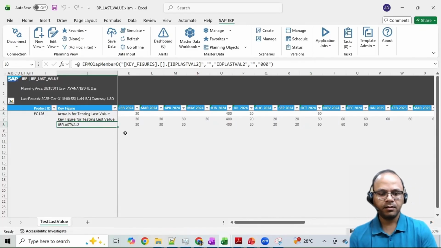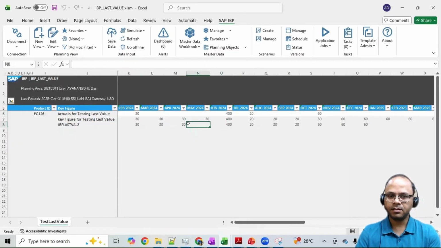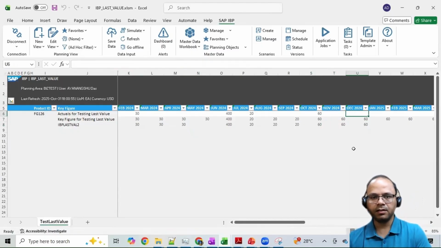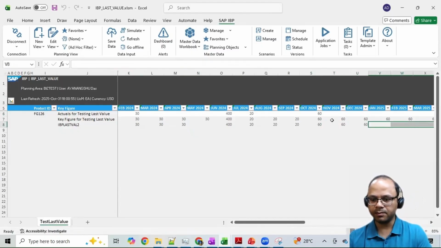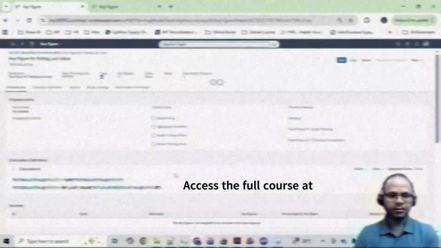last value key figure, which is carrying the value to the next few future months and not all the future months. This is because I have specified a number of periods to be looked forward to in case of null values. So for example, this one is only carrying the value to the two future periods where there is a null in the actual values and not beyond that, because I have specified two periods to be looked at in the future. So let's see how these key figures are defined in IBP.